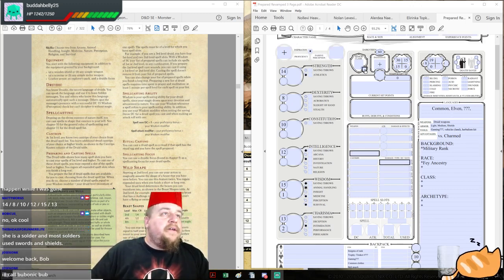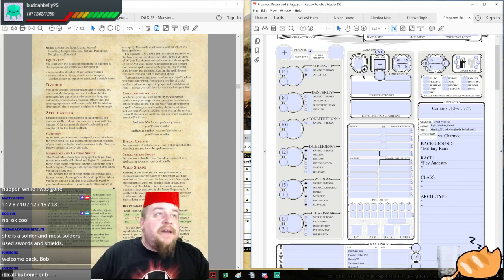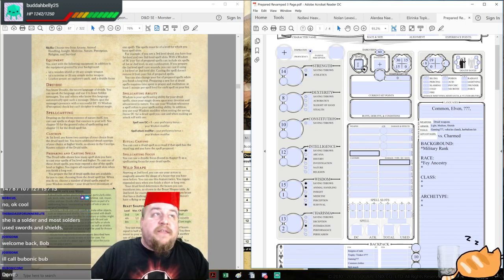So if we go here, we're going to give her a shield on this modified PDF. You can fill in the shield bonus, and then that'll just indicate that 2 of the armor class is coming from a shield.